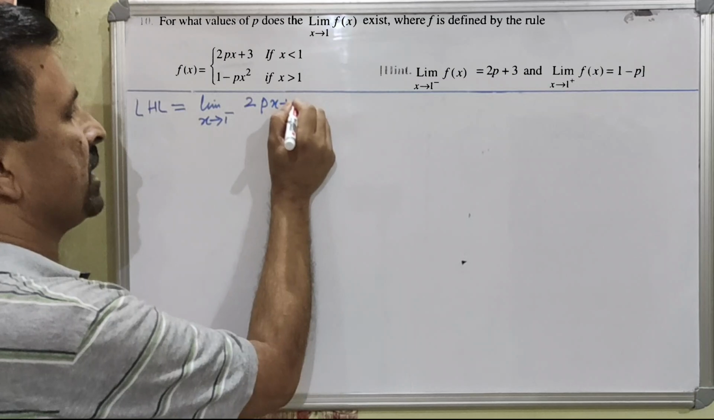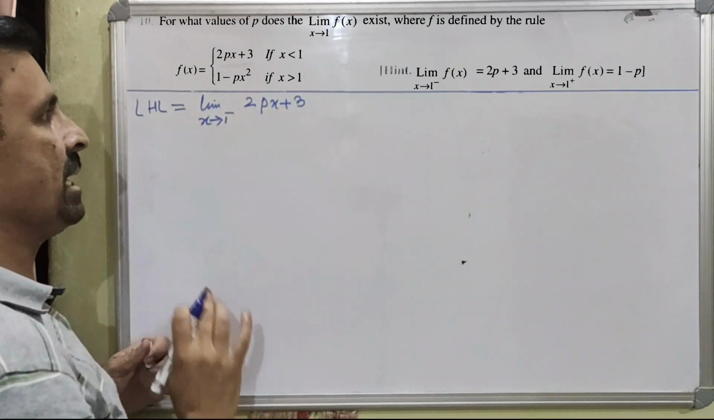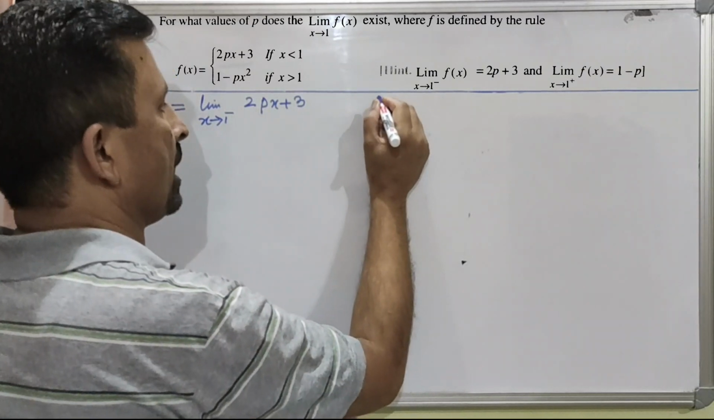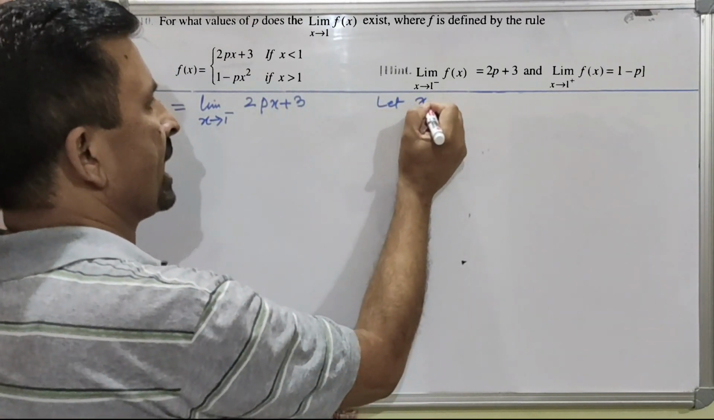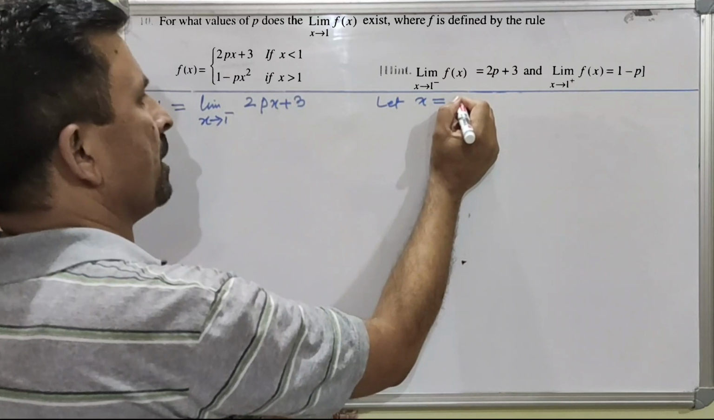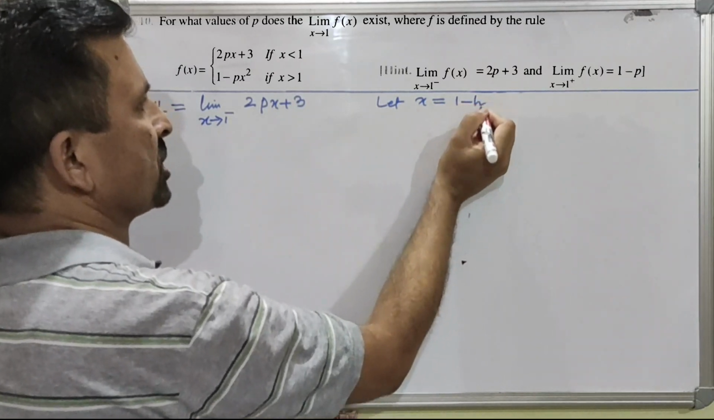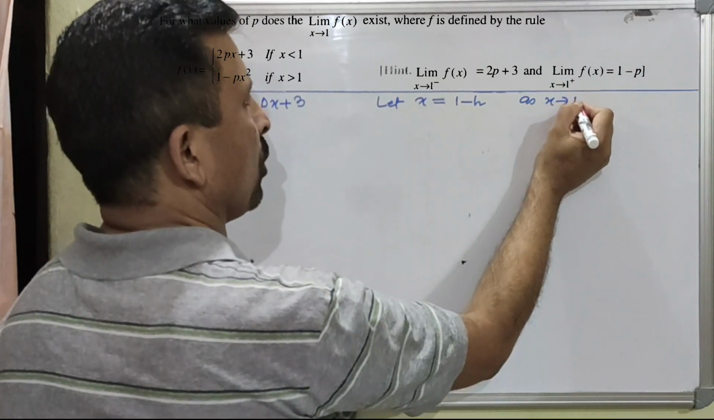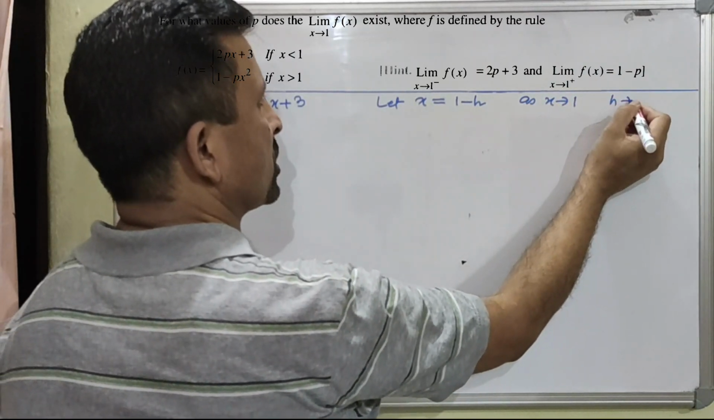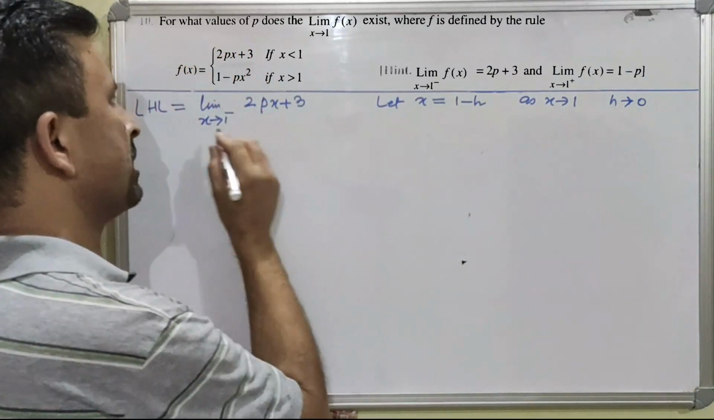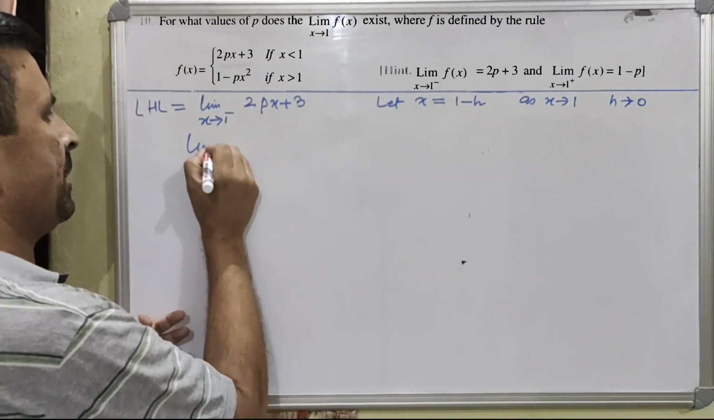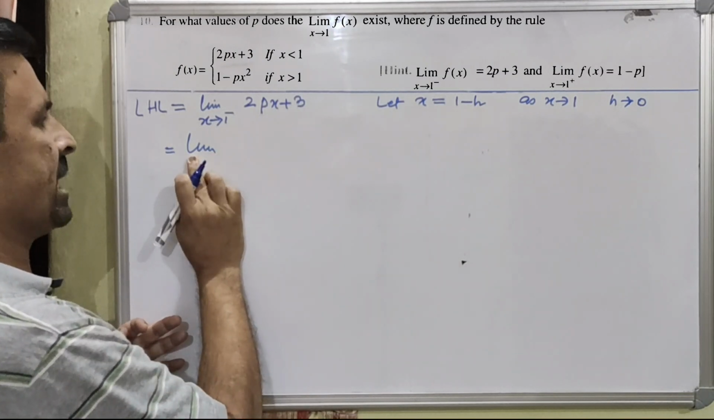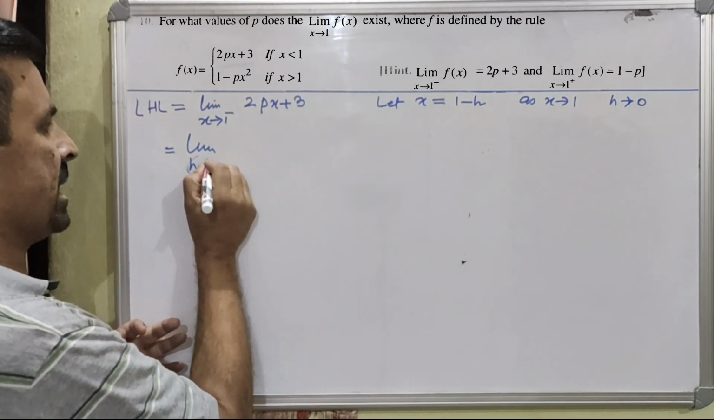2p plus 3. This function is chosen for calculating the left hand limit. Is this okay? And now here we'll say let x is equal to 1 minus h. And as x approaches 1, h will be approaching 0. Now we will change the limit. So we'll say limit is equal to limit h tending to 0.